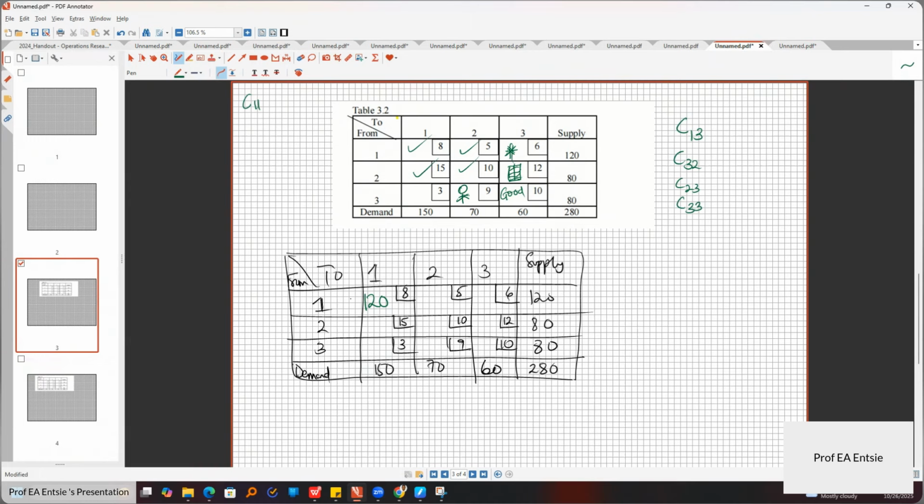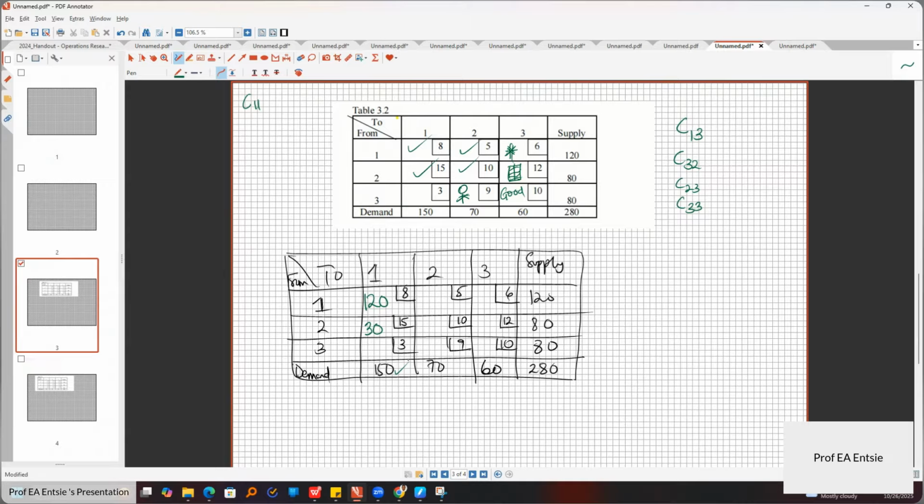Then you check whether column one is satisfied. No, it's not satisfied because demand is 150. You can see that, and we've already used 120. So it means we can add another 30 to it, right? You can add 30, so I'll add 30. Yes. So now row one and column one are satisfied. So 120 plus 30 is the 150 here.